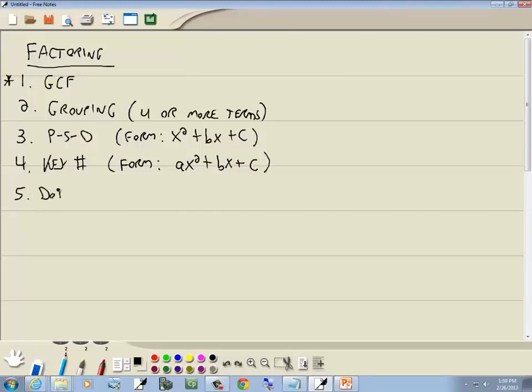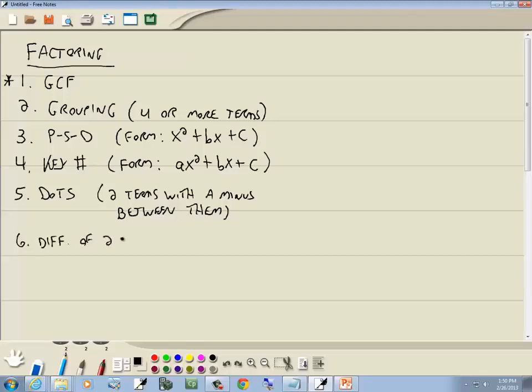Our fifth method is DOTS, difference of two squares, and this is 2 terms with a minus between them. So 2 terms with a minus between them. Our sixth one is the difference of 2 cubes, which is 2 terms with a minus between them.